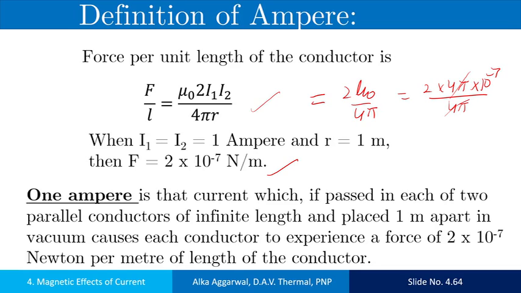So what is the definition of the 1 ampere? 1 ampere is the current which, if passed in each of two parallel conductors of infinite length placed 1 meter apart in vacuum, causes each conductor to experience a force of 2 into 10 to the power minus 7 newton per meter of length of the conductor. Whenever the definition of 1 ampere is asked, you have to write down this definition.